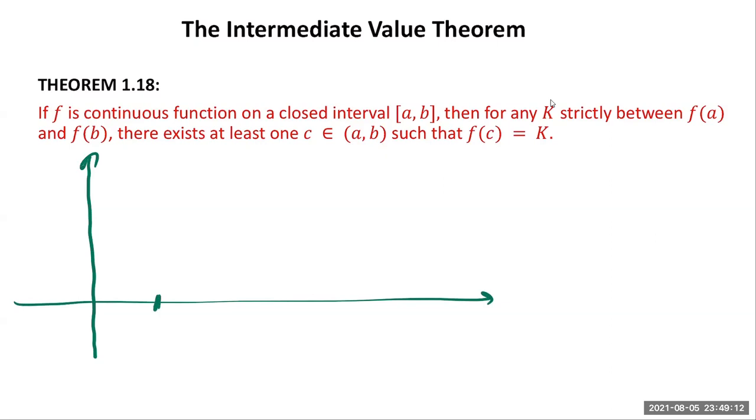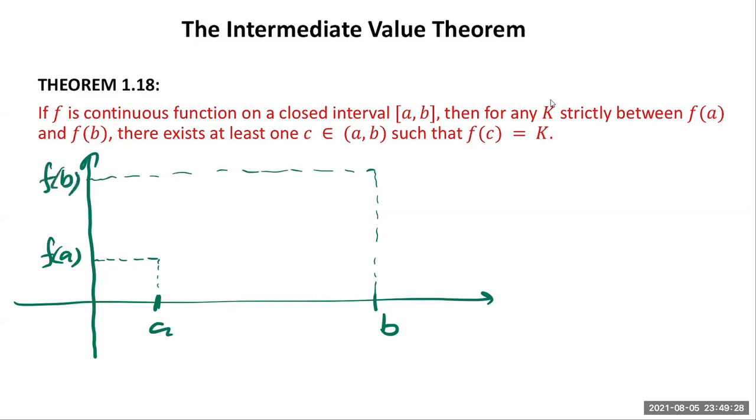Say your a is here and your b is here. And let's say the f of a is here and your f of b is somewhere here. This is your f of b. And this number k is strictly between f of a and f of b. That means your number k has to be somewhere here, right? Strictly between this number and this number means it has to be somewhere on this interval. Let's say your number k is somewhere here. And then let me draw a dotted horizontal line like this. I'll tell you why I'm drawing that.